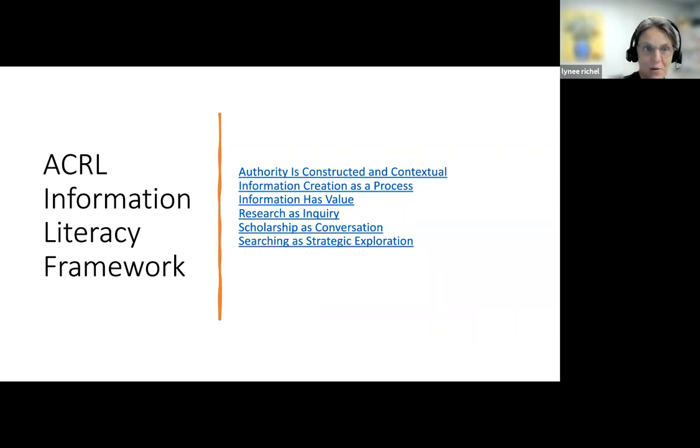But they want students to understand that authority is constructed and contextual, that information creation is a process, that information has value, that research is a type of inquiry, that research moves forward by scholars having conversations with each other in the community and having discourse around new insights and discoveries.